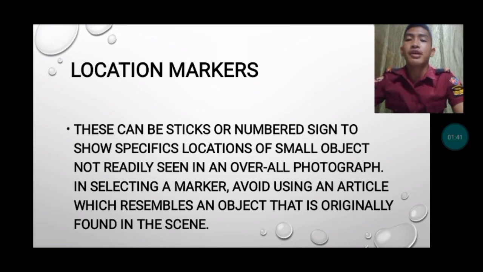Location markers. This can be a stake or numbered sign to show the specific location of a small object not readily seen in an overall photograph. In selecting a marker, avoid using an article resembling an object that is originally found in the scene. This location marker is used to identify a crime evidence or marker.